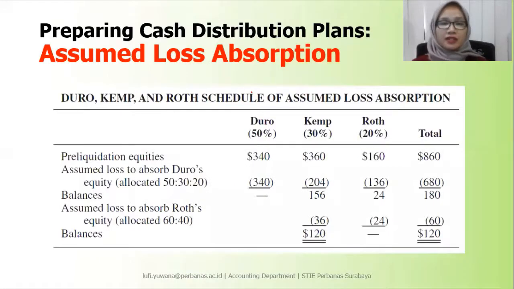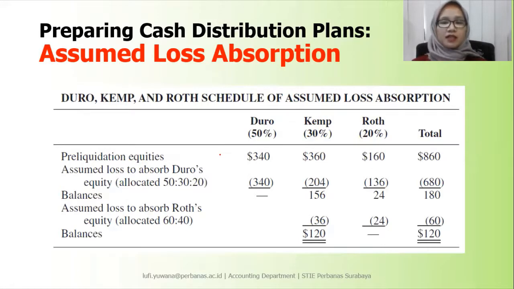Okay, everyone. Now we go to the second step for preparing the cash distribution plans. It is the assumed loss absorption schedule. So this is the form of the schedule itself. First, we have to prepare a special column for each partner. So they are the columns for Duro, CAM, and ROD. For the first line of the schedule, we have to prepare the pre-liquidation equities.